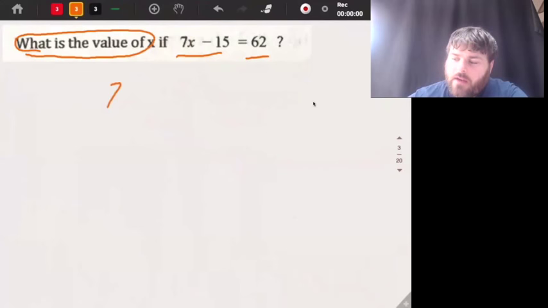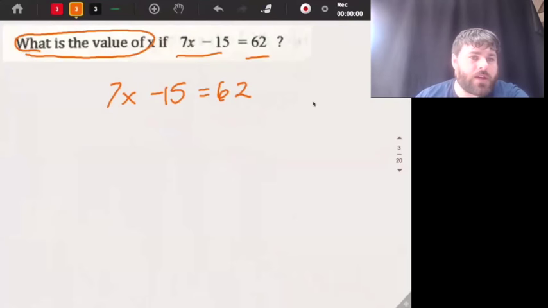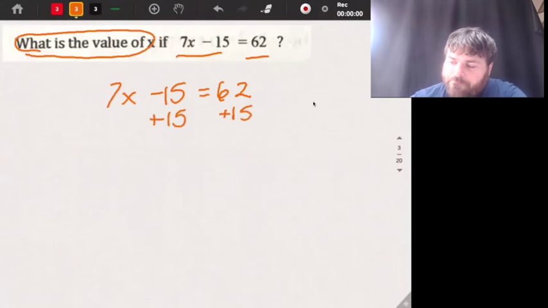So if I take my equation here, I'm going to go ahead and rewrite it. I need to get rid of everything on the left side of the equation. I want to get that x by itself. So to get rid of the minus 15, we're going to add 15 to both sides.